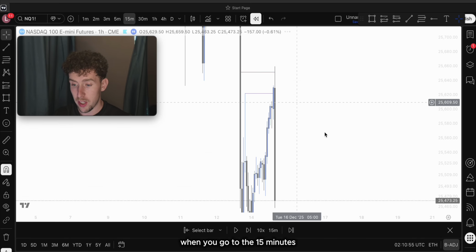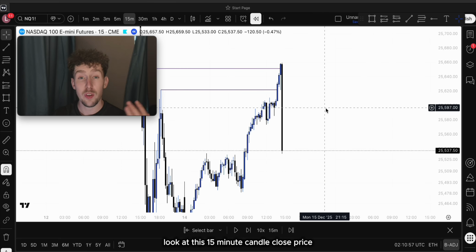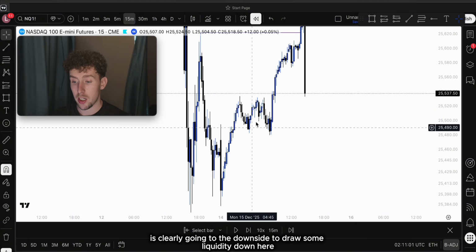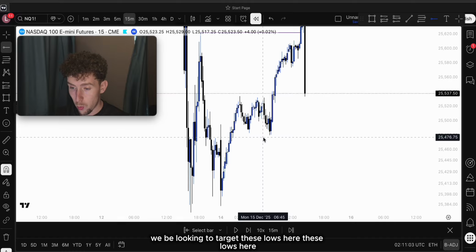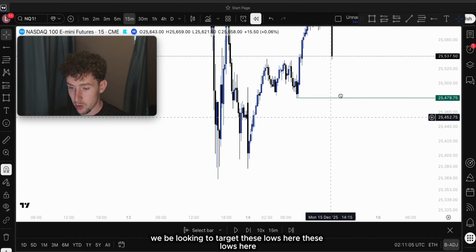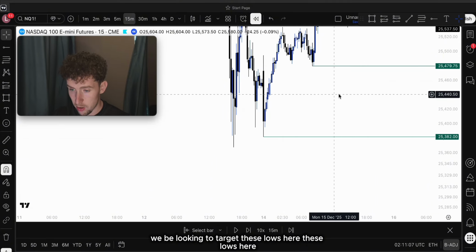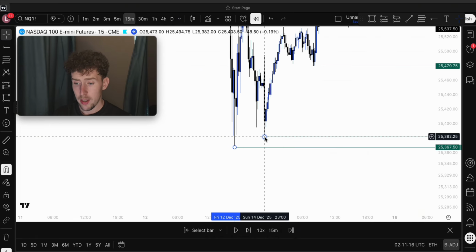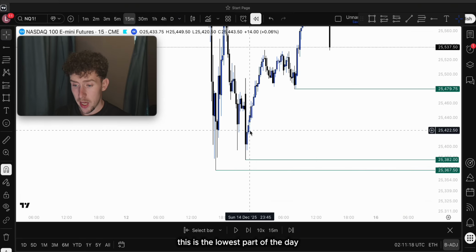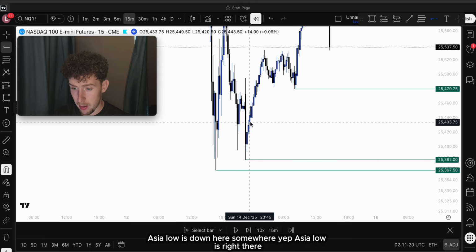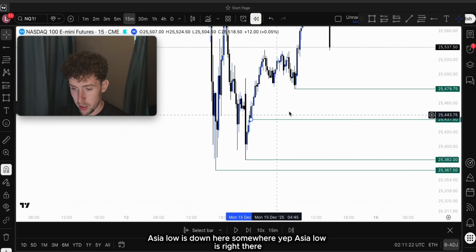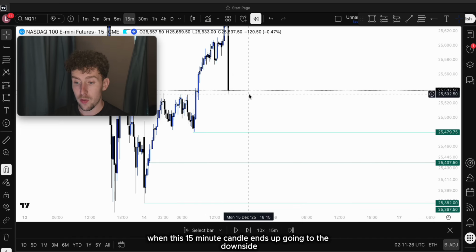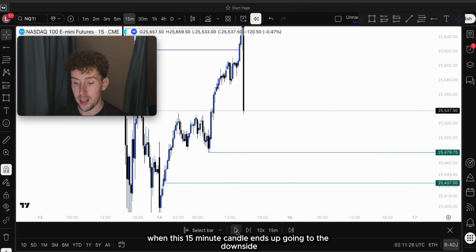When you go to the 15-minute, look at this 15-minute candle close. Price is clearly going to the downside to draws on liquidity down here. We'd be looking to target these lows here, these lows here, these lows here. This is the previous session low. This is the lowest part of the day. Asia low is down here somewhere. Yep, Asia low is right there. So we've loads of draws on liquidity lower when this 15-minute candle goes to the downside.